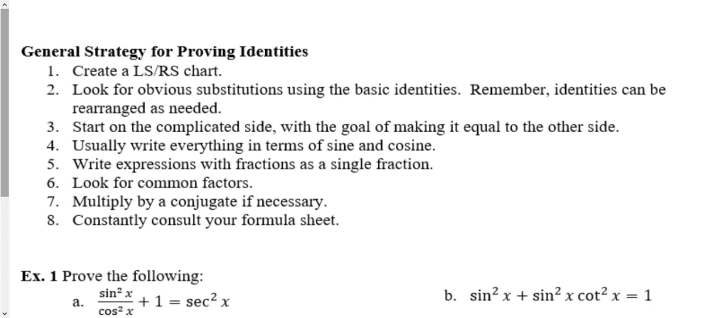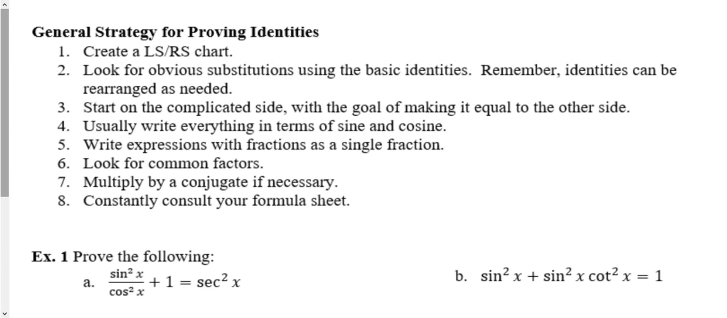In today's lesson, though, we are proving trig identities, so what we want to do is build a chart, with a left side versus a right side. You're looking for obvious substitutions right away. Anything that your gut feeling says you should switch out for a basic identity, you might want to do that. Remember that identities can be rearranged if needed. You're going to start on what you consider the complicated side first. Your goal is to make it equal the other side, whether that means you're working on the left side first, making it equal the right side, or the right side first, making it equal to the left side.